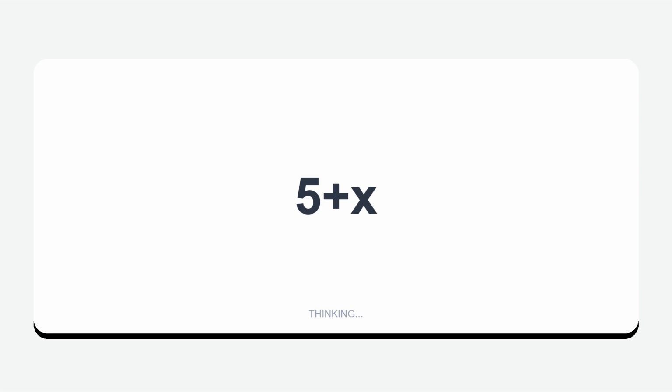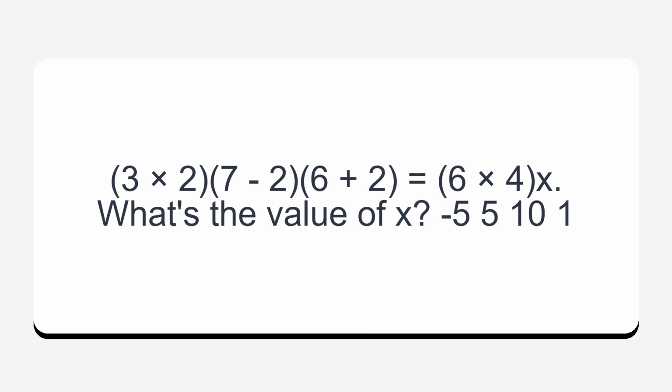5 plus x. 3 times (2 times 7 to the 2, 6 plus 2) equals 6 times 4x. What's the value of x? Minus 5, 5, 10, 1.